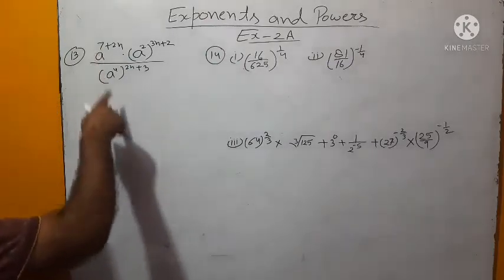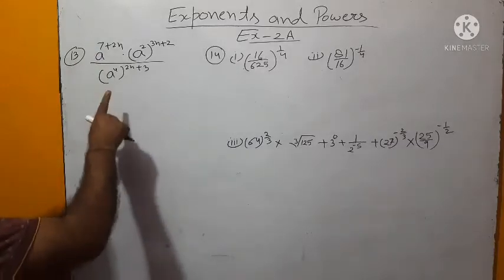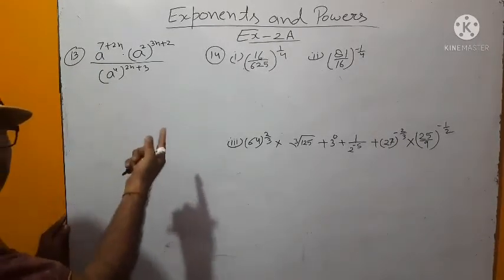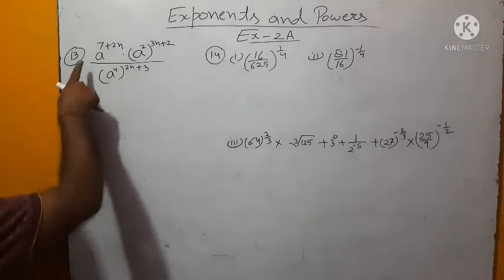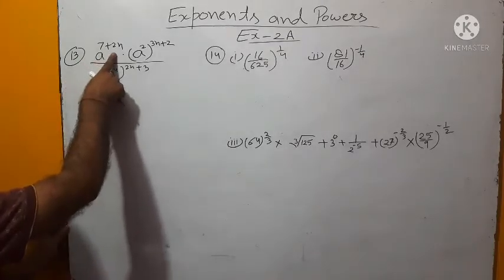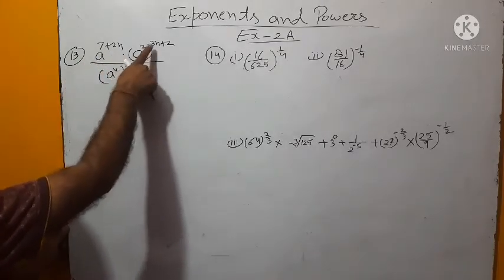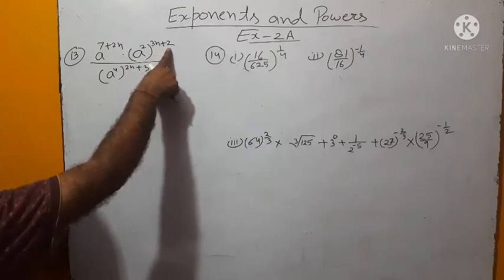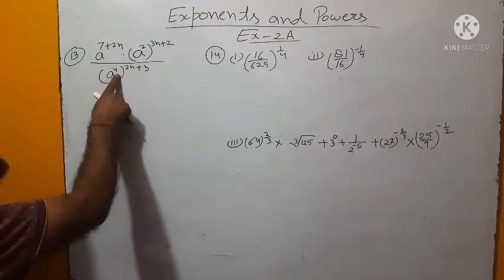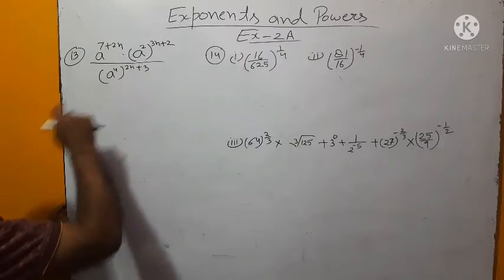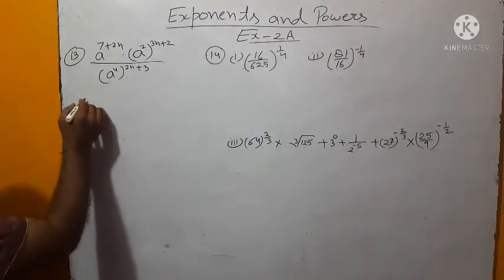Here we have to find this number. We have to solve it and we have to get our answer. So see how to solve. A to the power 7 plus 2n into a square whole square 3n plus 2 divided by a power 4 whole power 2n plus 3. So how you will solve? See here.